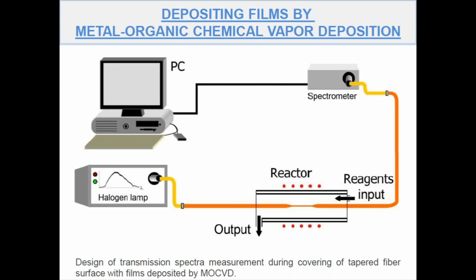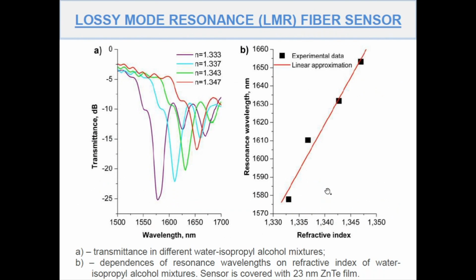The necessary precursor was applied by a high-purity hydrogen flow through the reactor, where they decompose under heating by a resistive furnace, and thin films were deposited on the surface of the optical fiber. During the deposition, we periodically recorded the transmission spectra of the fiber with the tapered section in the wavelength range from 1 to 1.65 micrometers. The possibility of using relatively large diameter tapers, from 16 to 30 micrometers, as lossy mode resonance sensors after coating them with zinc chalcogenides is presented on this slide.